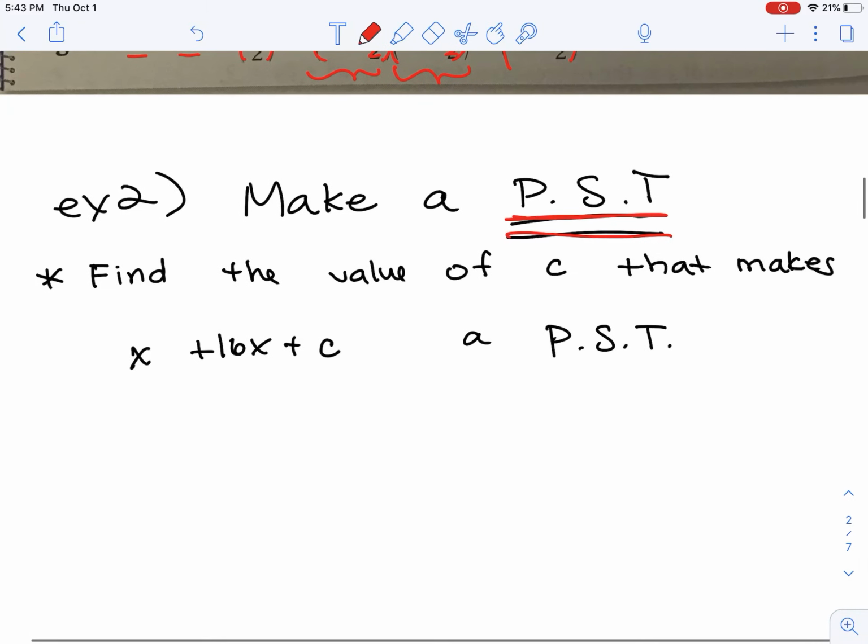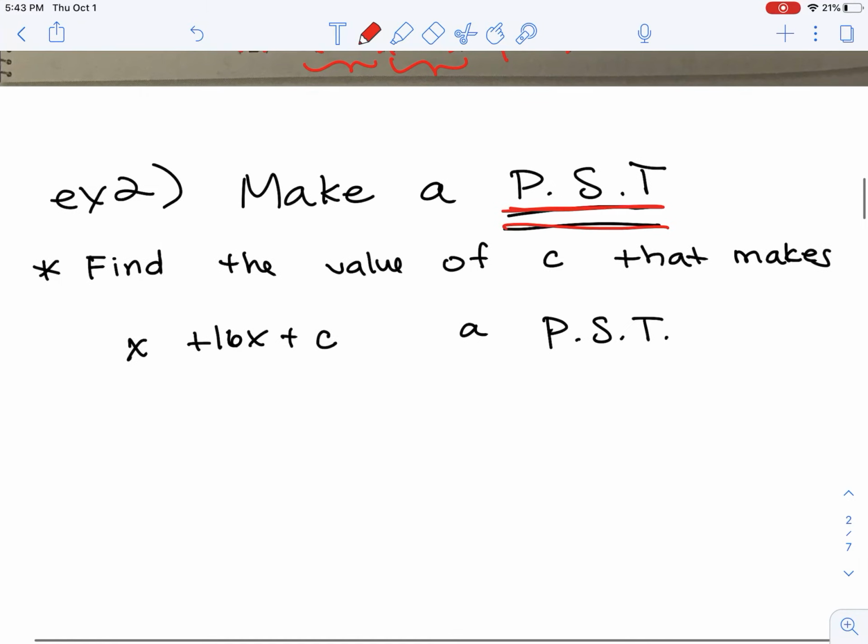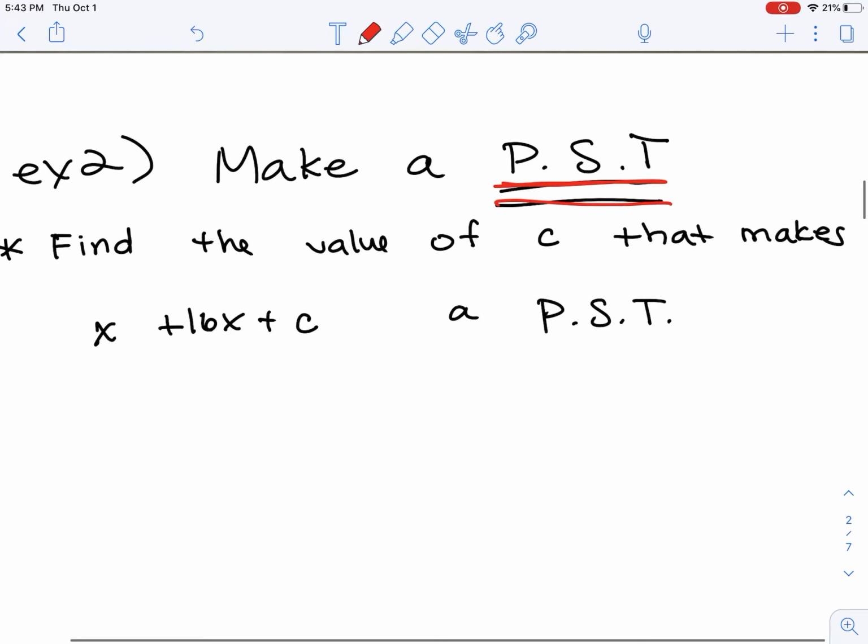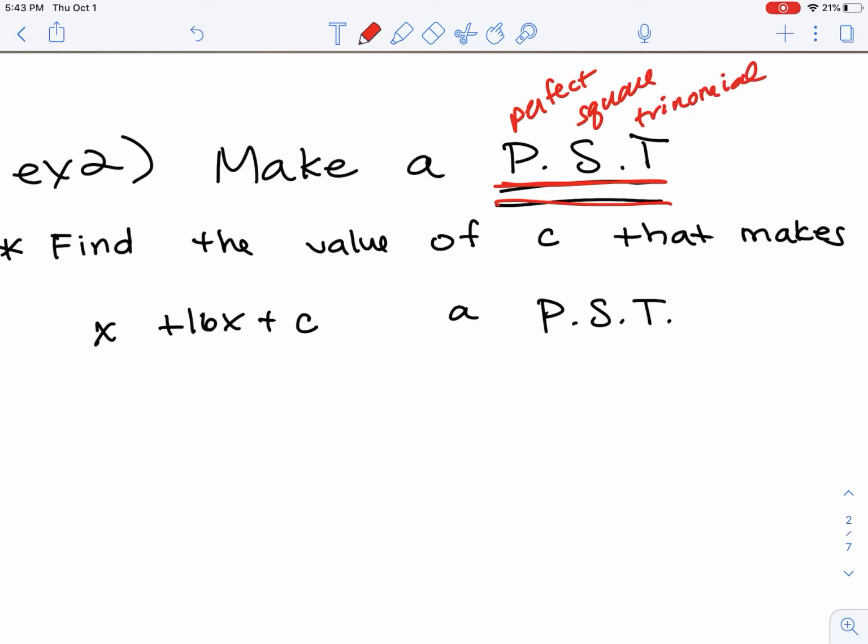So here's how we're going to use it. We're going to make a perfect square trinomial, where we can perfectly square it, where we find the value of c that makes x squared plus 16x plus some value of c a perfect square trinomial.